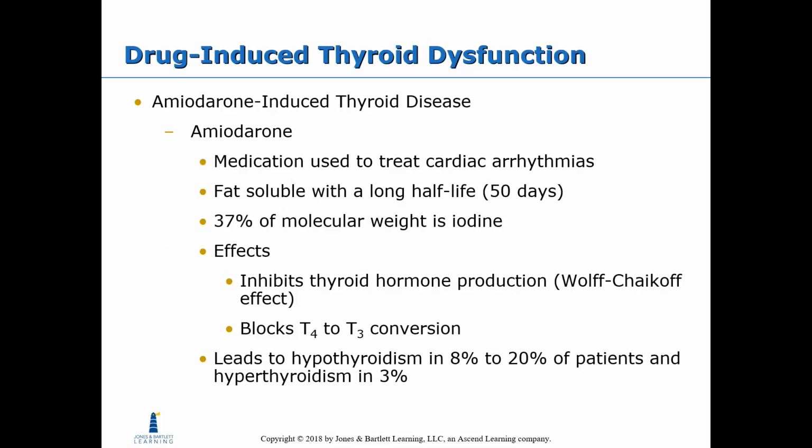Amiodarone-induced thyroid disease. Amiodarone is a medication that's used to treat cardiac arrhythmias. It's fat-soluble with a long half-life of 50 days. 37% of its molecular weight is iodine. The effects: it inhibits thyroid hormone production, and it blocks T4 to T3 conversion. It leads to hypothyroidism in 8 to 20% of patients and hyperthyroidism in 3%.